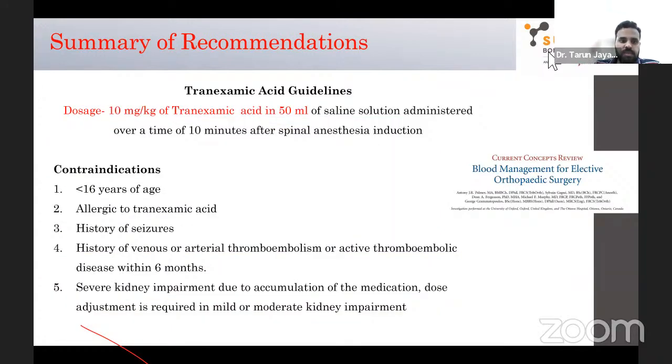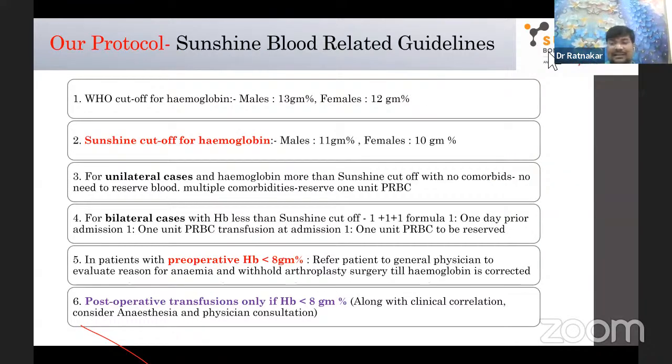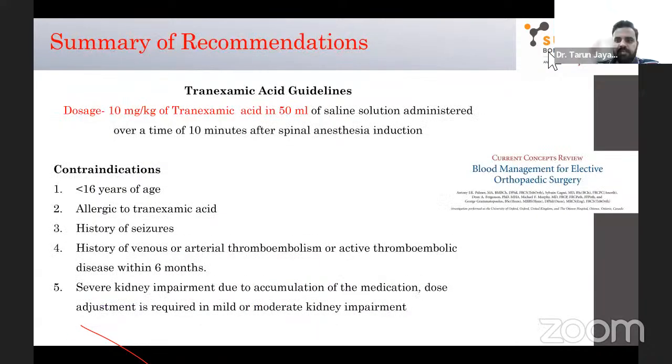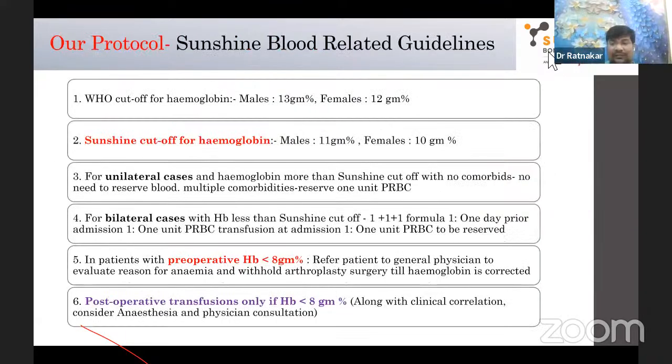So these are the tranexamic acid guidelines that we follow. So again, Tarun, the data you have mentioned, that hemoglobin less than 13 is anemia. Yes, this has been revised in our Indian population to 11. Yes, I'll come to that.